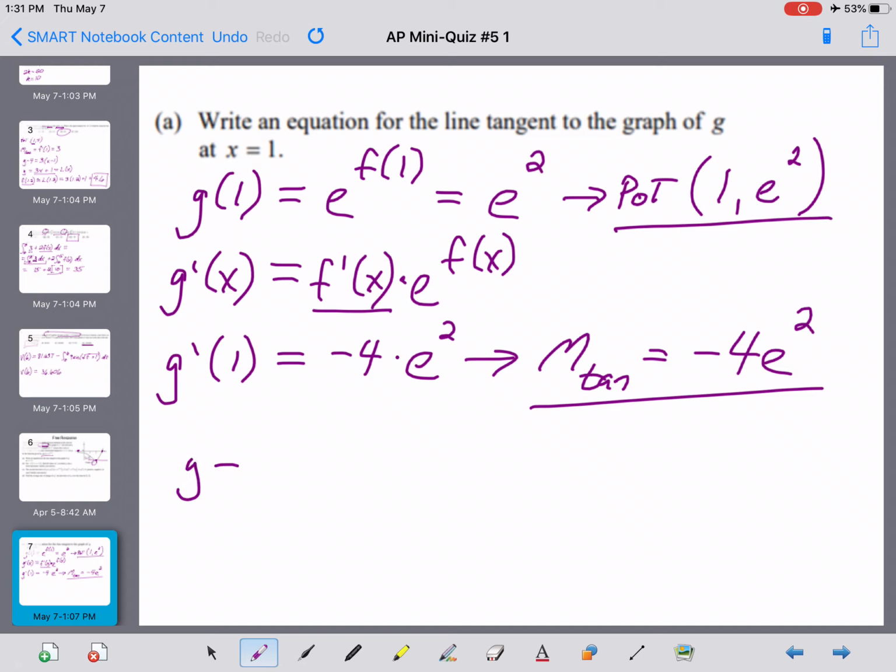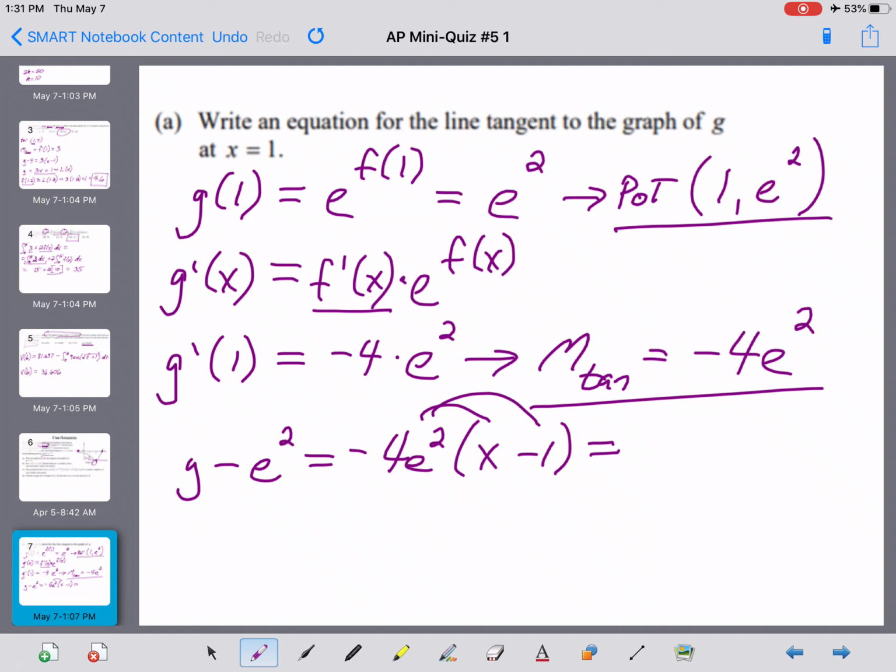That's going to be y minus e squared is equal to our slope, which is negative 4e squared, times the quantity of x minus 1. Now, technically, you'd be able to quit right there and get full credit for your answer here. They didn't specify what form they wanted it in, but since we want to check our answer, I'm pretty darn sure they went ahead and put this thing into slope-intercept.